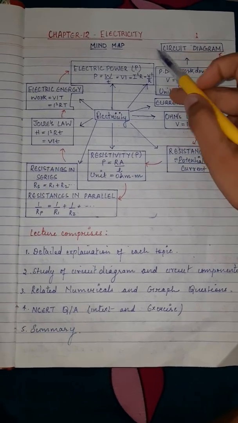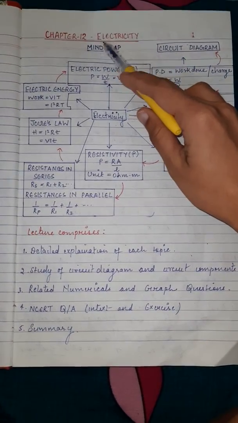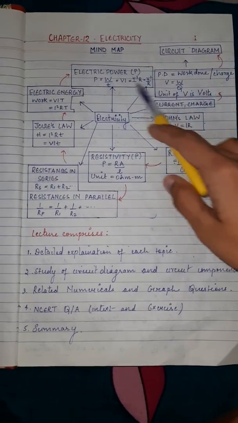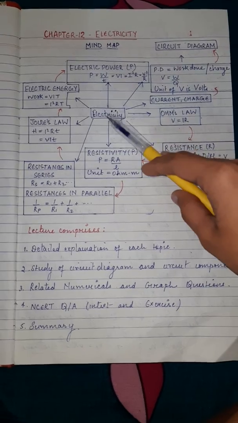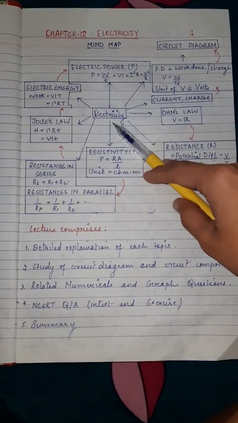Hello students, we are starting chapter number 12 in physics, which is electricity. So here is a flow chart of the whole chapter to give you an overview. In this chapter we will be studying the concepts related to electricity.